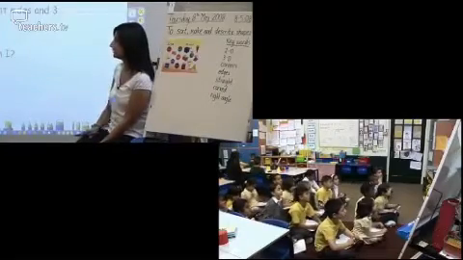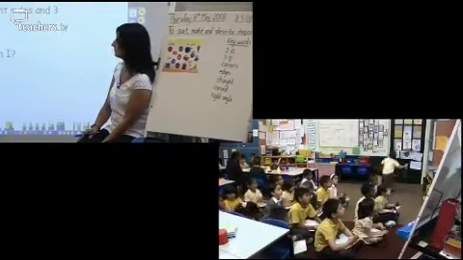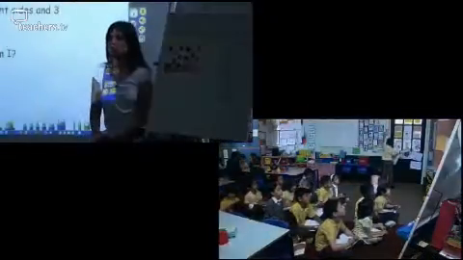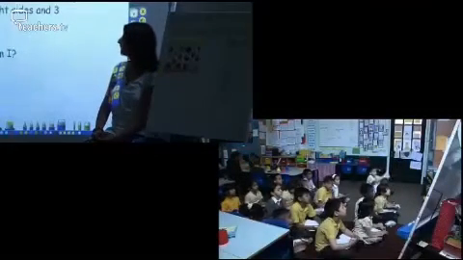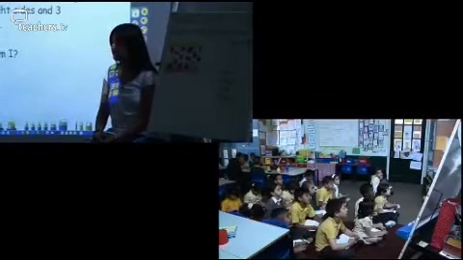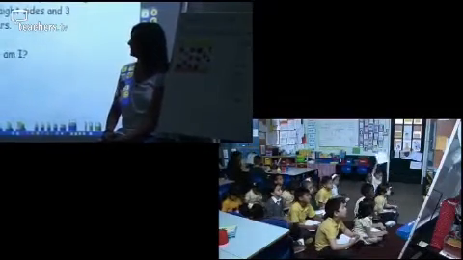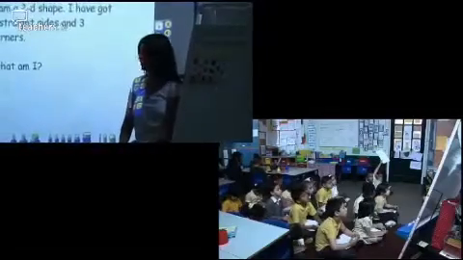Okay, Sophie, will you just pop the lights off for me? Ready? I am a 2D shape, so a flat shape. I have got 3 straight sides and 3 corners. What am I?